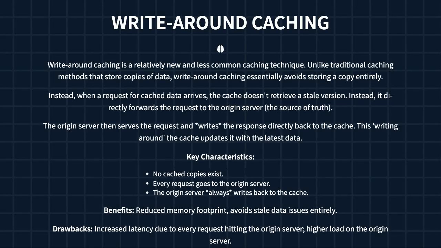Okay, let's talk about write-around caching. It's a bit of an outlier in the world of caching. Imagine you have a frequently accessed piece of data. Instead of keeping a copy around in the cache like with traditional methods, write-around caching means that whenever someone asks for that data, the request goes straight to its original source, the database or API. The server then writes the fresh data directly back into the cache itself. It's like sending the information directly to the destination and having it automatically stored there. This avoids any issues with stale cached content.